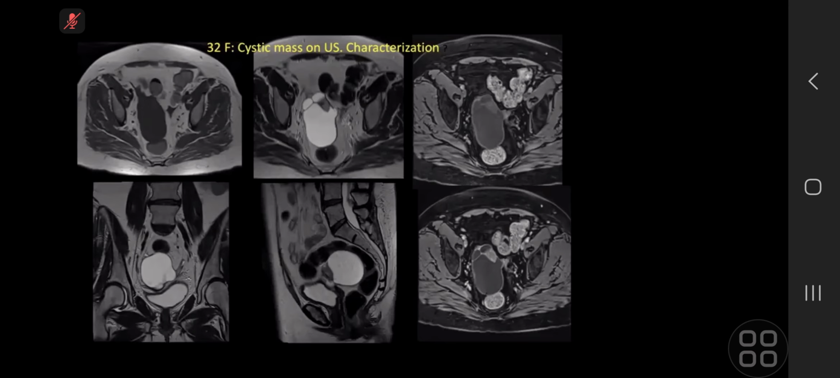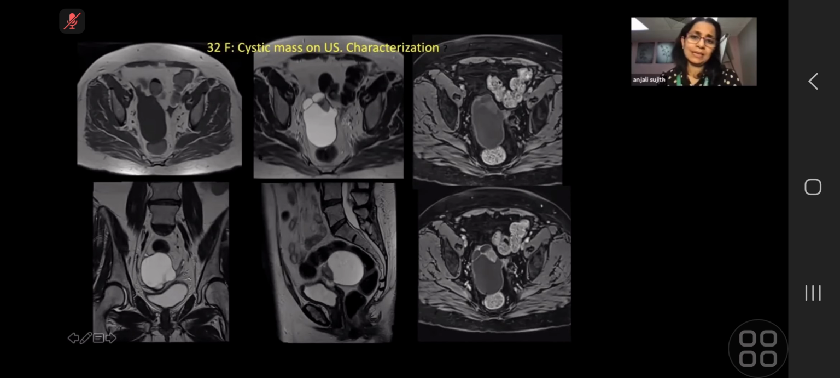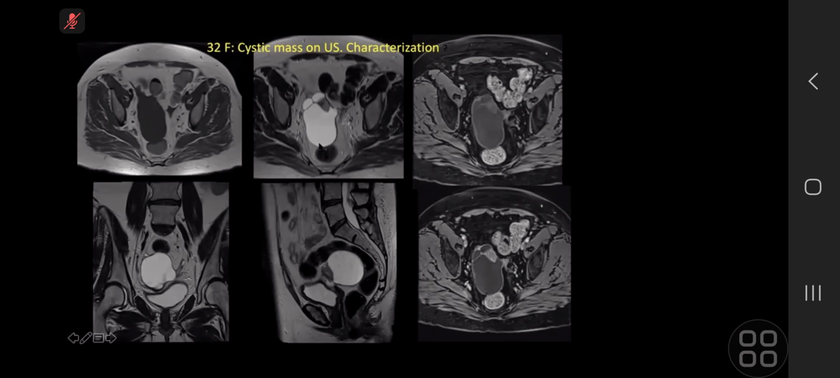It's of low signal on T1, high signal on T2, and it suppresses on fat suppressed sequences. I did not quite get what you were pointing at. Okay, let's start with the T1. I'm showing it. So this is a T1 low signal pelvic lesion. Yes, and it's high signal fluid signal on T2.